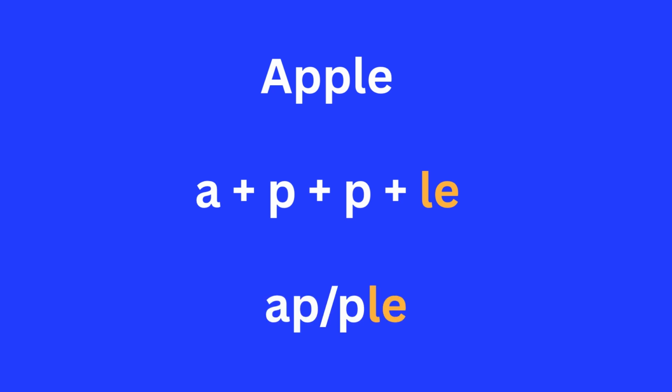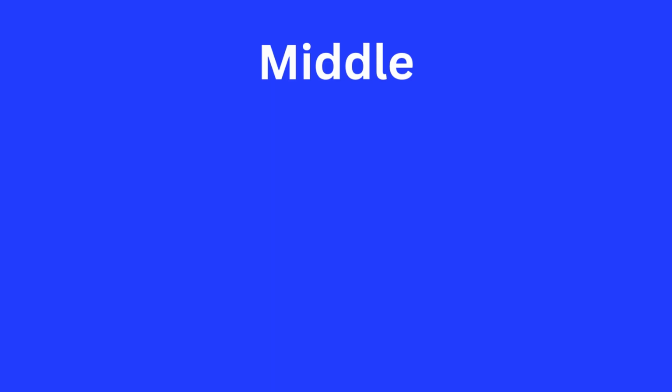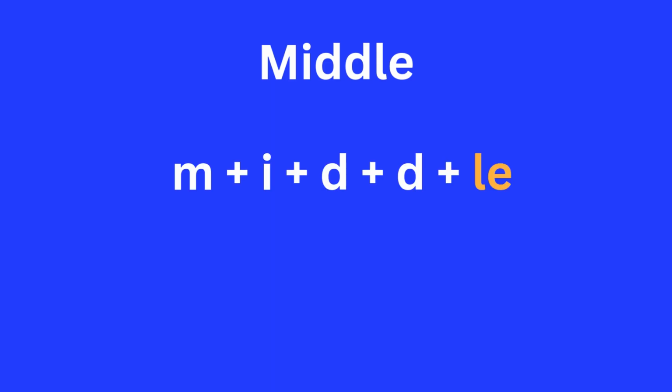In apple, we have A, P, P plus LE. So we split it as ap-ple. In middle, we have M, I, D, D plus LE. So we divide it like this: mid-dle. Now, observe the pattern carefully. The consonant before LE joins with LE to form the final syllable.